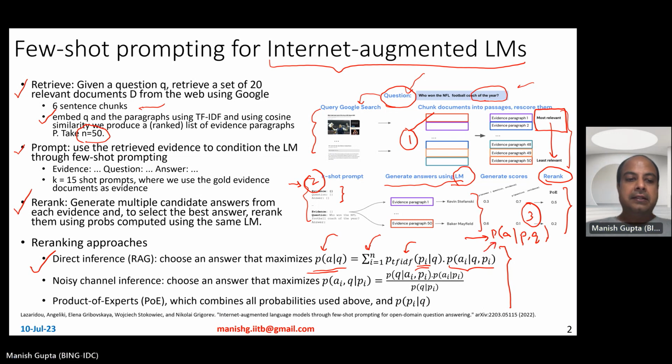The second one is noisy channel inference, where the answer is chosen that maximizes the probability of answer, comma, question given the paragraph. This is basically applying Bayes rule, so you can split it out that way.